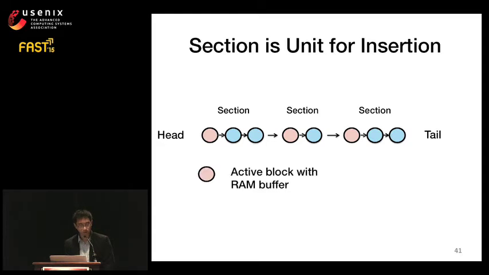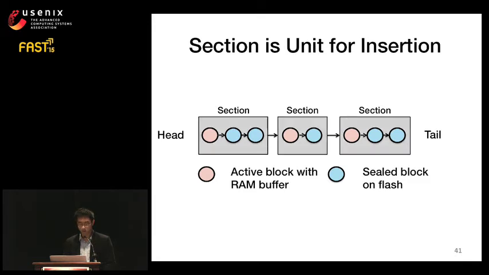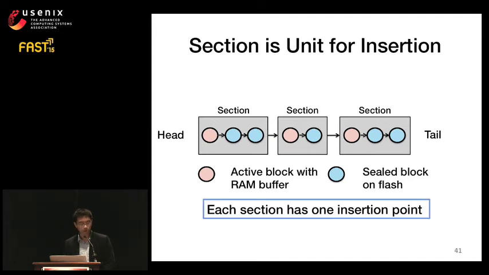So now we have a few of these red active blocks, and they come with a RAM buffer, and we can insert to those blocks. And when these blocks are full, we will seal them, and they transition to sealed blocks on flash, and they are immutable. And based on the active blocks, we will divide the queue into a few sections. So each section has only one insertion point, that is its active block. And we also compute the priority ranges of each section based on its number of objects.